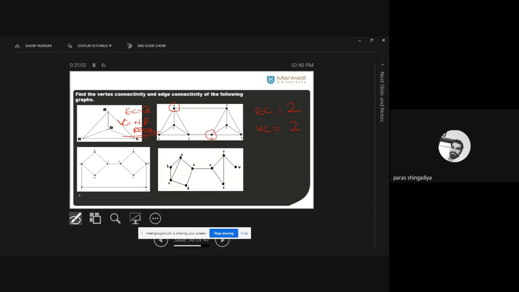Now for the third graph, yeah, that is 2. Okay, these two edges you can delete, either of these two edges. Clear? Remove any two, then we can make the graph disconnected. So edge connectivity is 2. Now vertex connectivity. Yeah, both are 2. Very good.